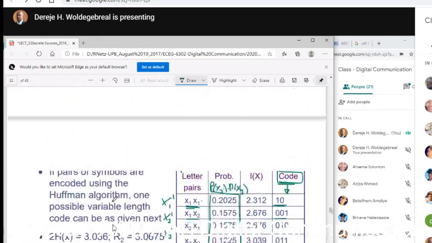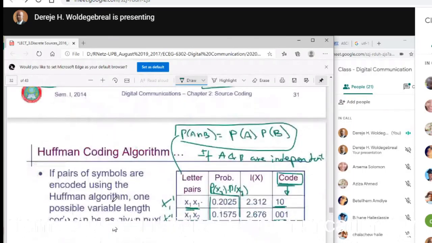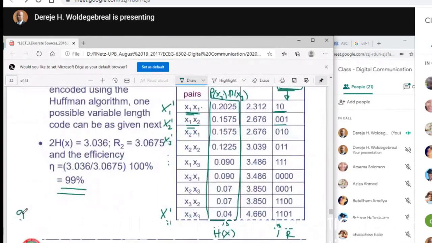Now, if you see the previous example, the efficiency was about 97.7%.